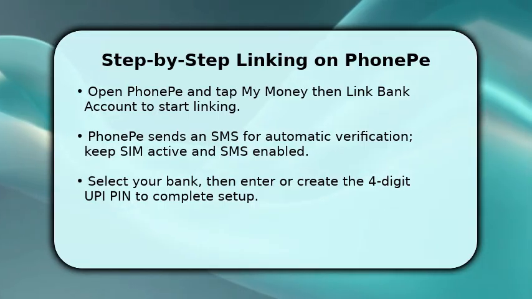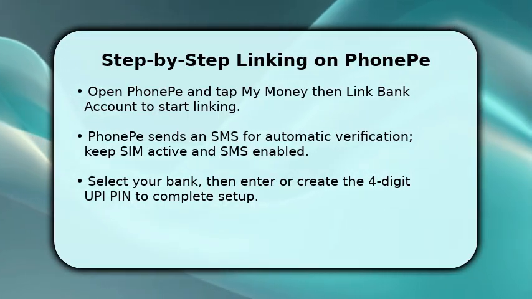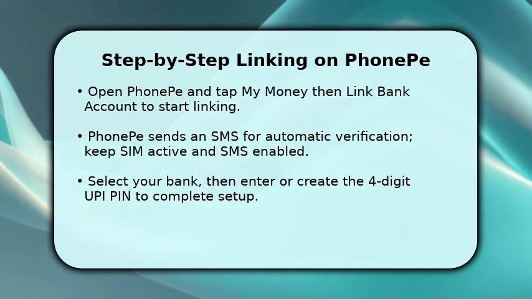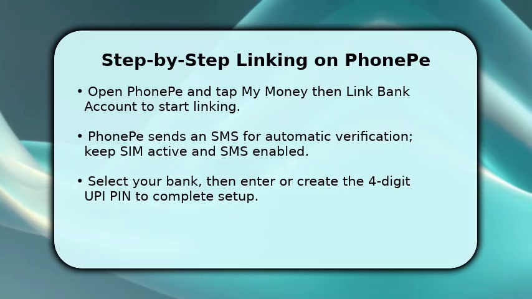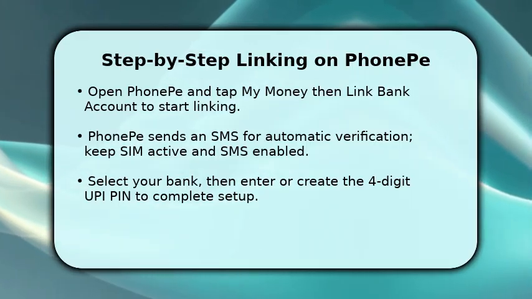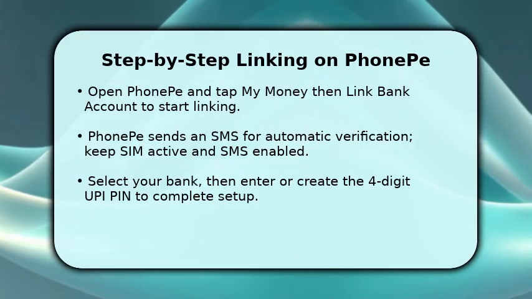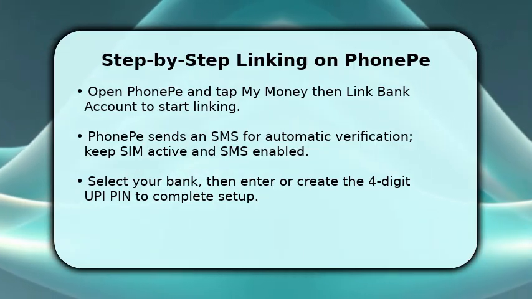Phonepe will try automatic SMS verification to detect your bank account. Allow SMS permission so verification completes without manual codes. Choose your bank from the list and confirm the account ending digits shown. Enter your existing 4-digit UPI PIN or create a new one to finalize linking.